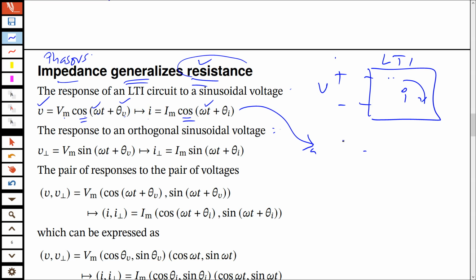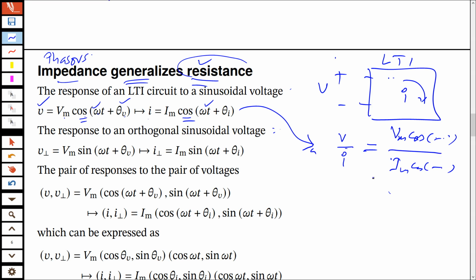So I am trying something like that. Can I relate these two quantities and write something like a resistor here? If I try that, I will have a problem. Let's try that. So I will have Vm cosine of something, Im cosine of something. Now because this cosine and this cosine have different arguments, they cannot cancel, and I do not have a simple relationship.